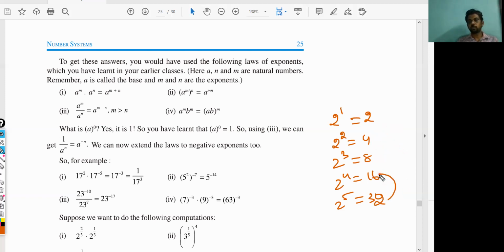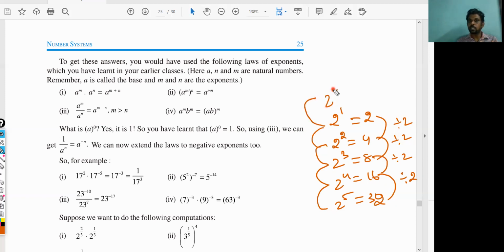So 2 power 5 to 2 power 4, what happens? I'm dividing by 2. Again dividing by 2. Again dividing by 2. What happens to my power? 2 power 5, 2 power 4, 2 power 3, 2 power 2, 2 power 1. My power is getting reduced by 1. So the next one will be 2 power 0. So this will be divided by 2 again.